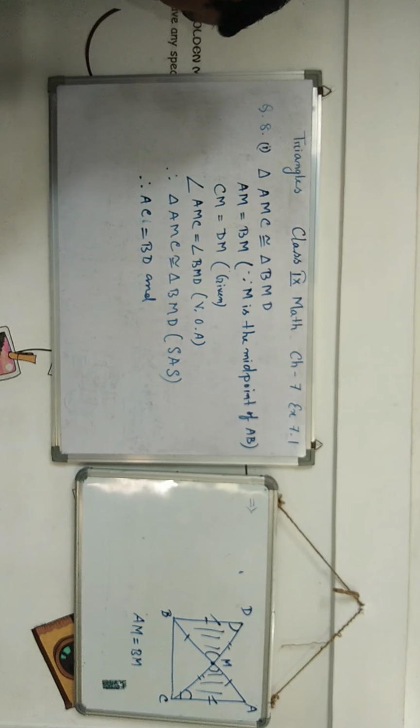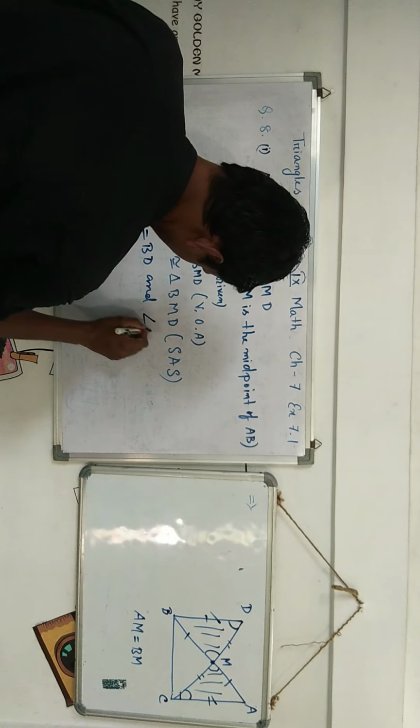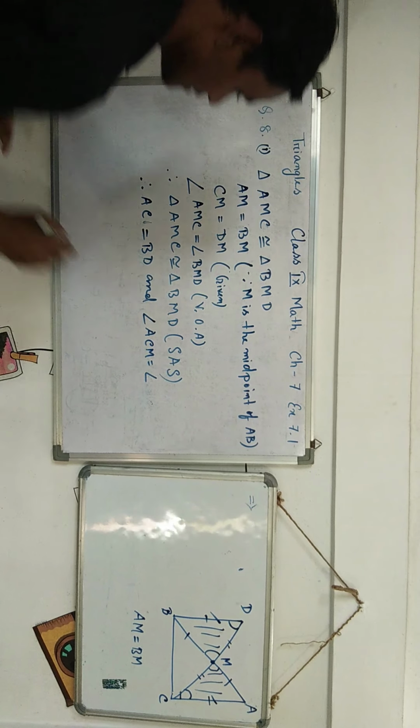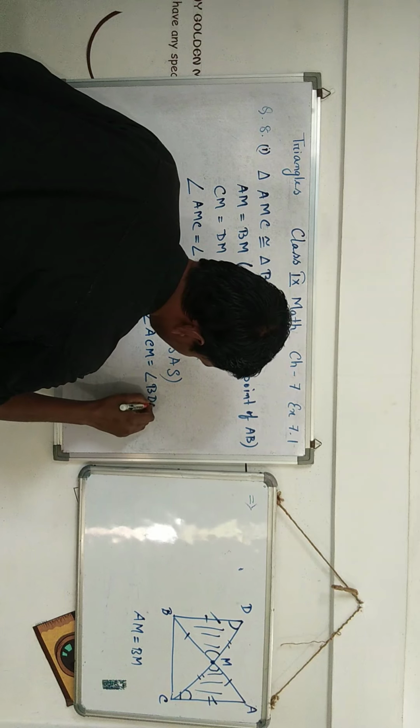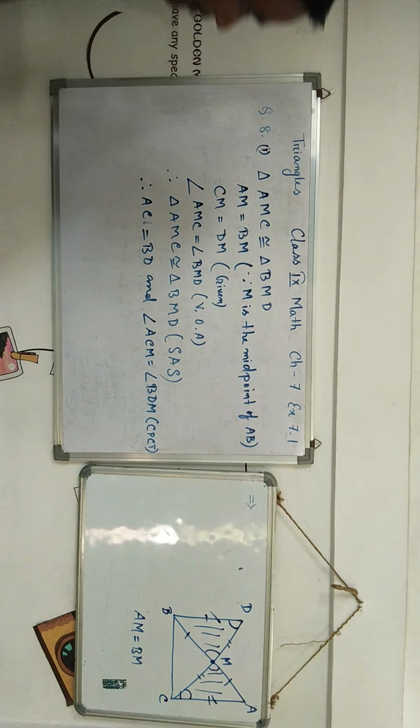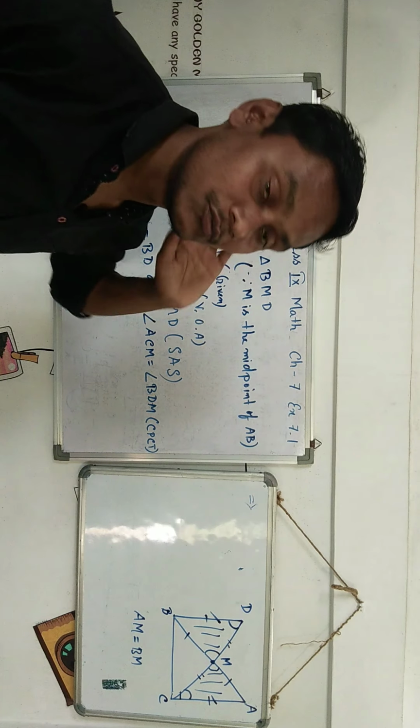And angle ACM is equal to angle BDM, CPCT. Okay, first part is over. Proving the first part is over.